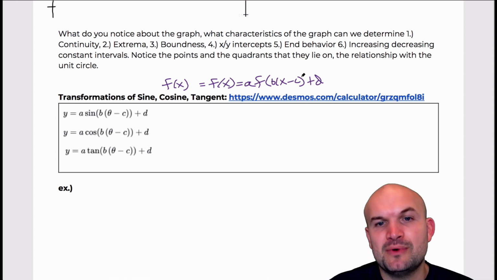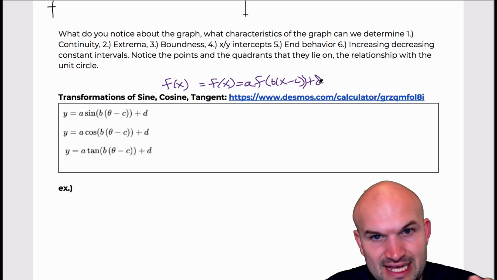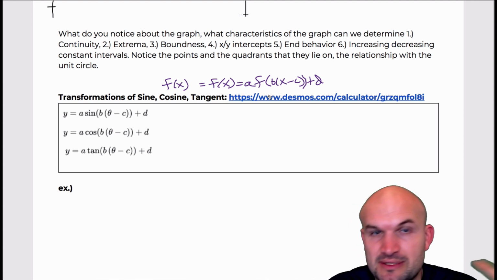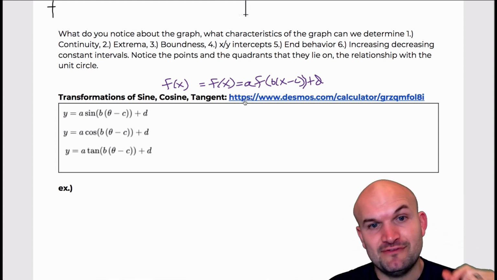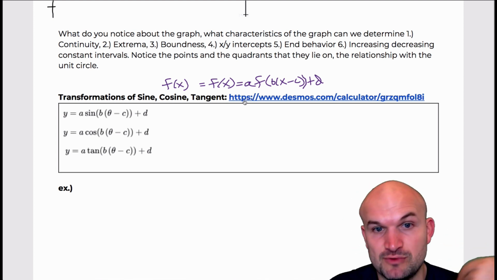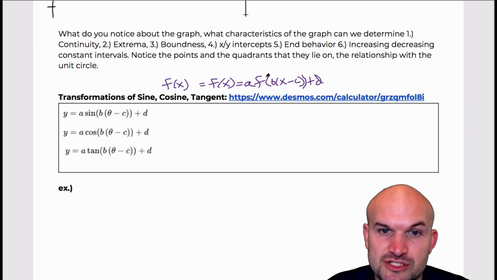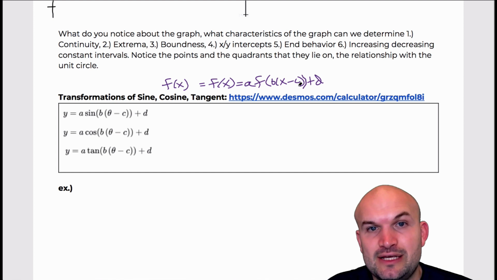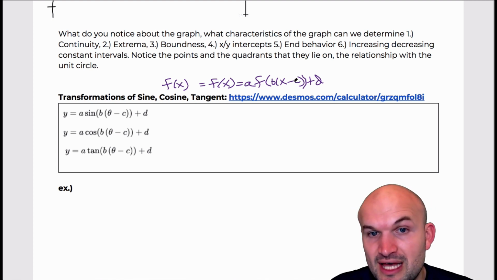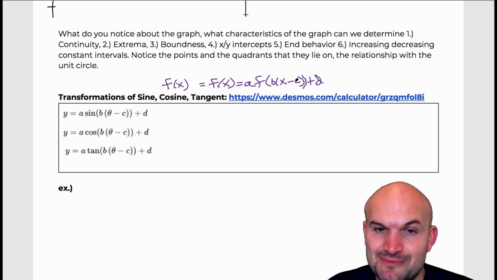If you remember in our unit on functions, we talked about what a, b, c, and d do to our function, or sometimes we used h and k. A was your vertical stretch of the graph. It was also a reflection about the x-axis when it was less than 0. B was the horizontal stretch or compression of the graph. It was also the reflection about the y-axis when it was negative. C was your horizontal shift to the right and to the left.